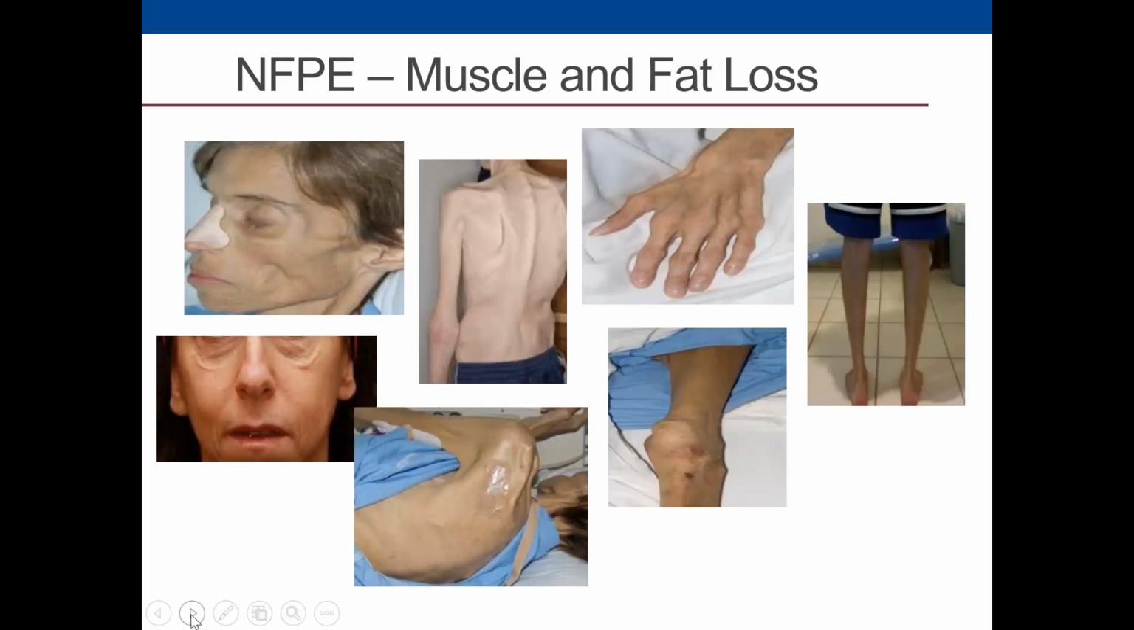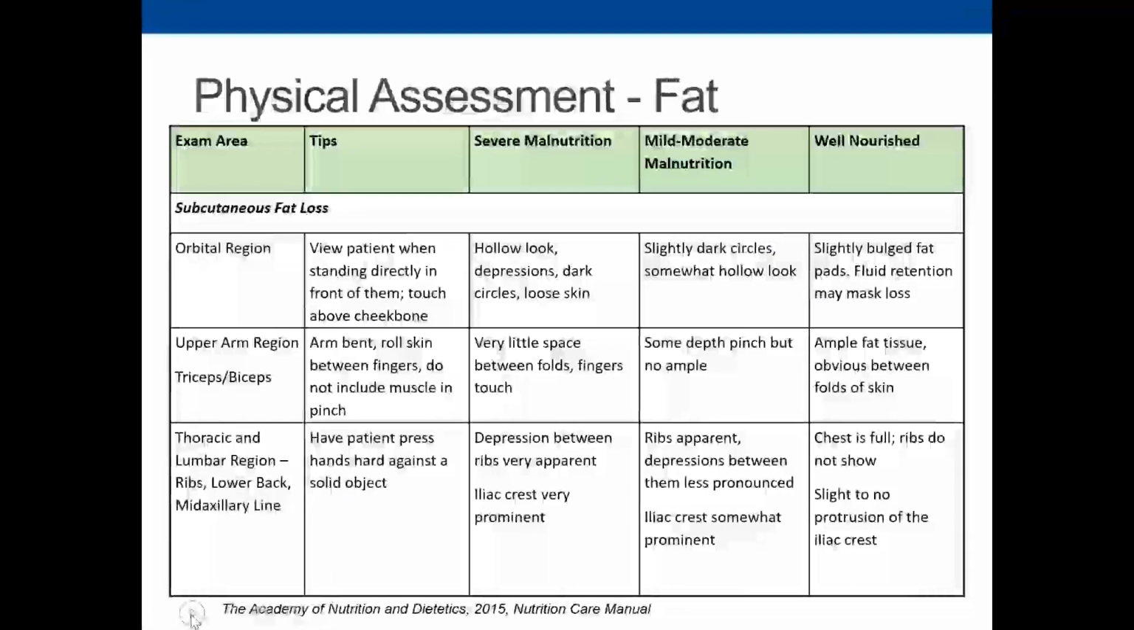So these are just obvious signs of severe loss of muscle, severe loss of fat that you glean when you're doing your physical assessment. These next few slides are really describing the areas to assess for both fat loss and muscle loss. This is something that is available on the Academy's website. You don't need to be a subscriber of the Nutrition Care Manual.